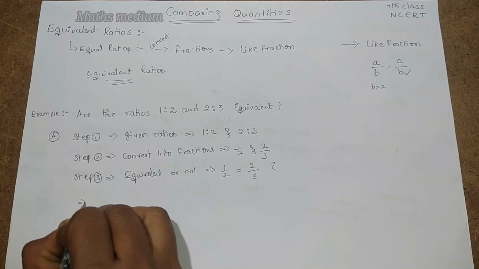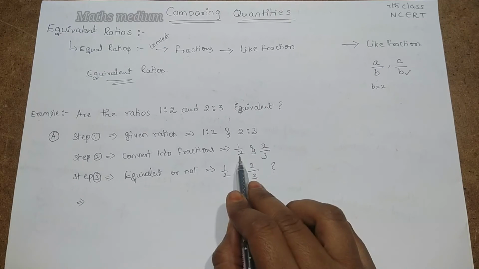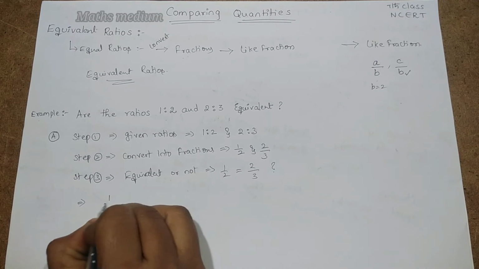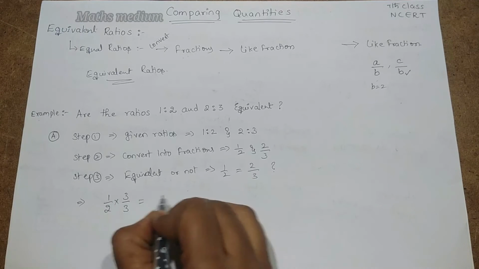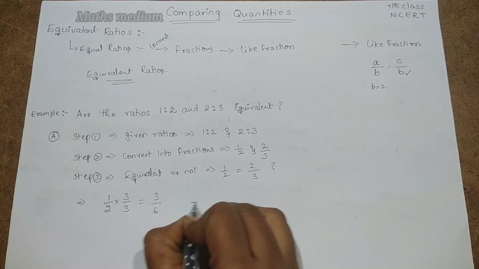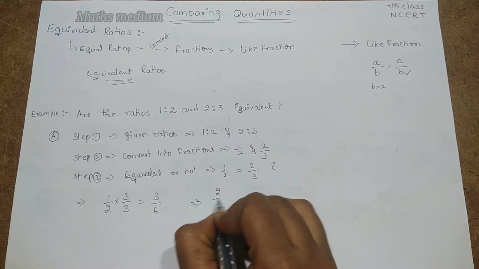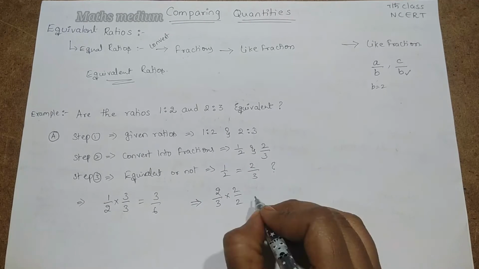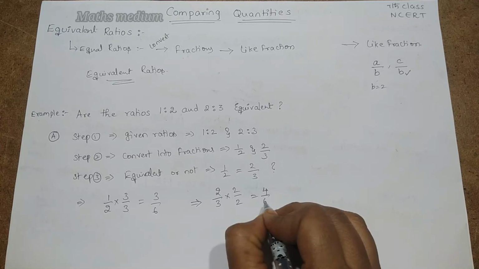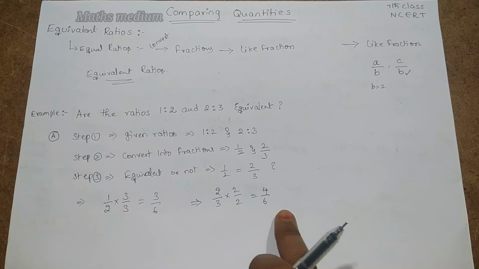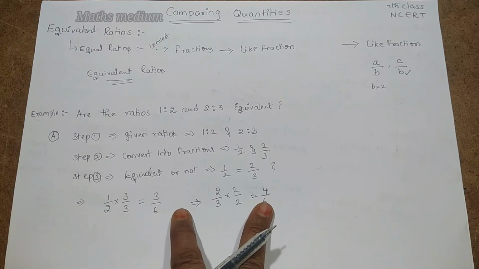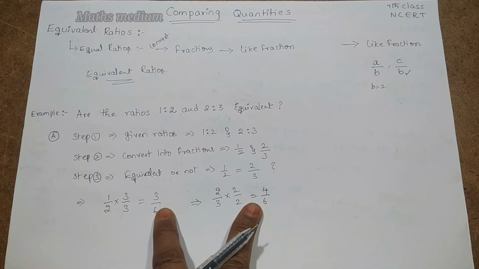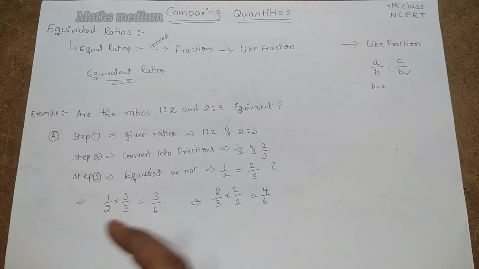Now, in order to make these two denominators equal, the common multiple is 6. So we have to multiply both numerator and denominator of 1/2 by 3. Here, see, 3 ones are 3, 3 twos are 6. Similarly, here also 2/3 multiplied by 2/2 is equal to 4/6. See, this denominator and this denominator are equal. So in this step we are making the given fractions into like fractions.